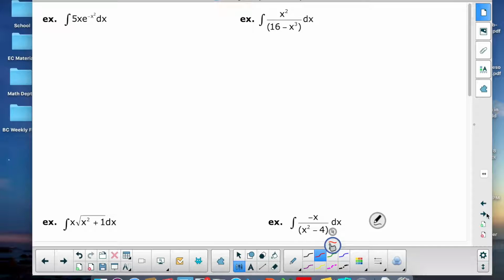We're going to start cutting down some more. Okay? We see some patterns. So, first step, determine your u.